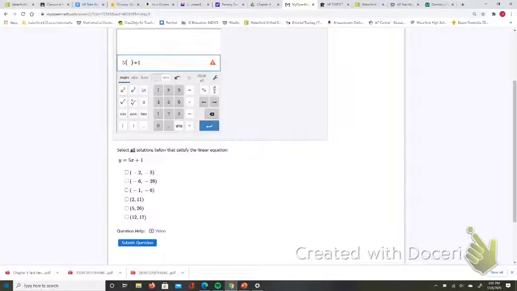So I come up here and I type negative 2 into the parentheses, and then I look at my answer and see if my answer matches the y value. Notice that my answer is negative 9, which does not match negative 5. So that one is not a solution. I'm not going to select it.